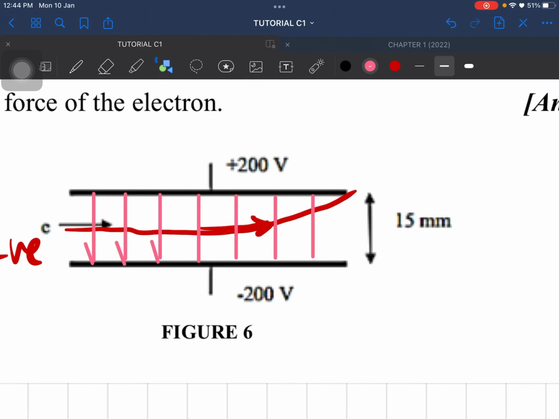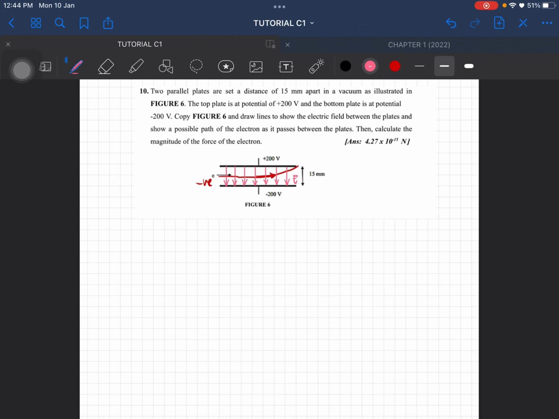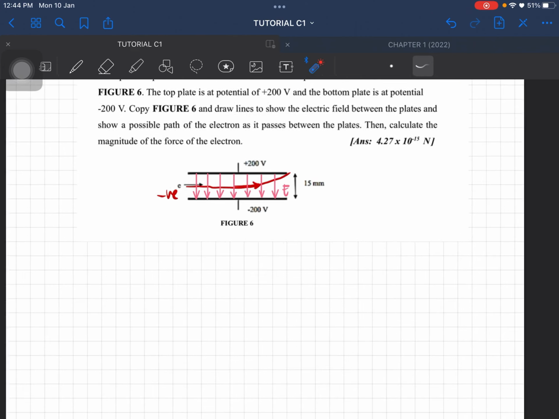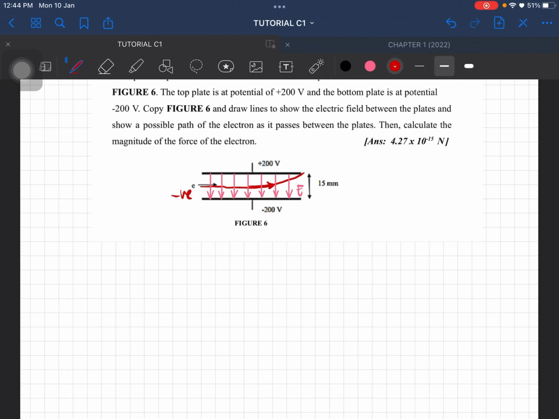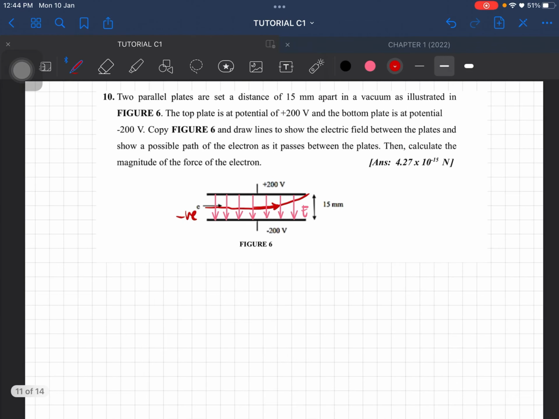Okay, semua pun begitu. Okay, so this is the electric field lah. Okay, electric field, and then that is the path of the electron lah. Alright, so that is that, and then we have to calculate the magnitude of the force of the electron. Do we need to calculate?